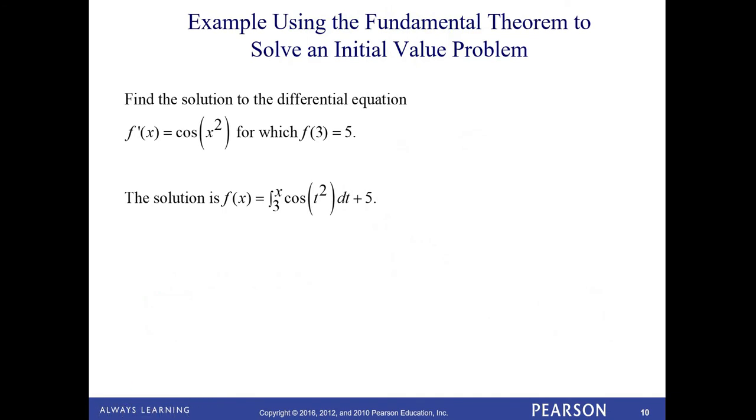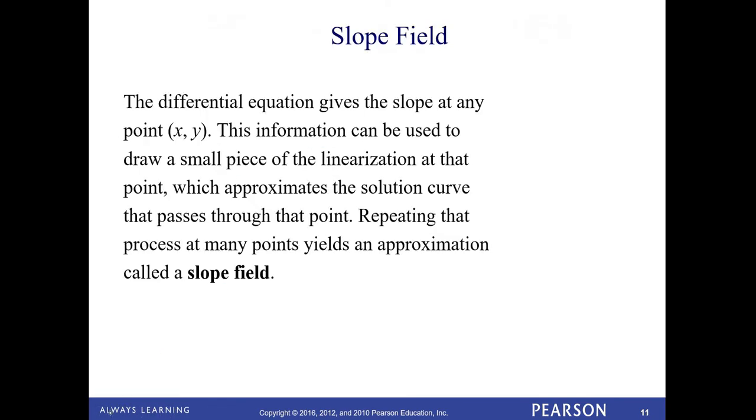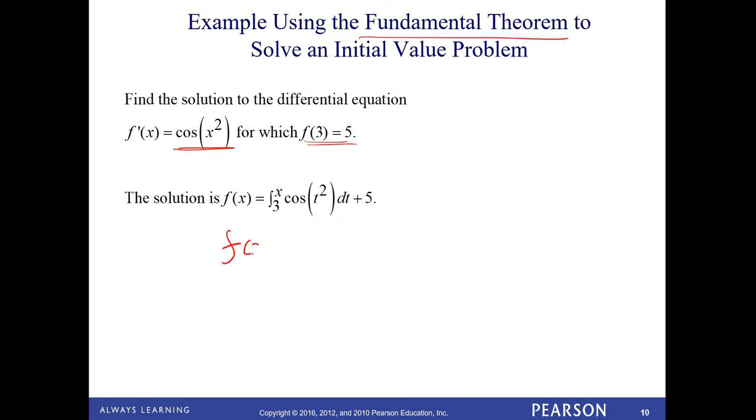Okay, another way to solve an initial value problem is to use the fundamental theorem. So we want to find a solution again to the differential equation f prime of x equals cos of x squared, for which f of 3 equals 5. So if I use the fundamental theorem and write this as an integral from 3 to x and put a plus 5 on my equation, now if I solve this for f of 3, it would be the integral from 3 to 3 of cos t squared dt plus 5. This is 0, and I do get f of 3 equals 5.